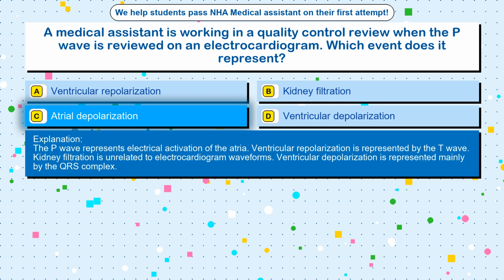The P wave represents electrical activation of the atria. Ventricular repolarization is represented by the T wave. Kidney filtration is unrelated to electrocardiogram waveforms. Ventricular depolarization is represented mainly by the QRS complex.